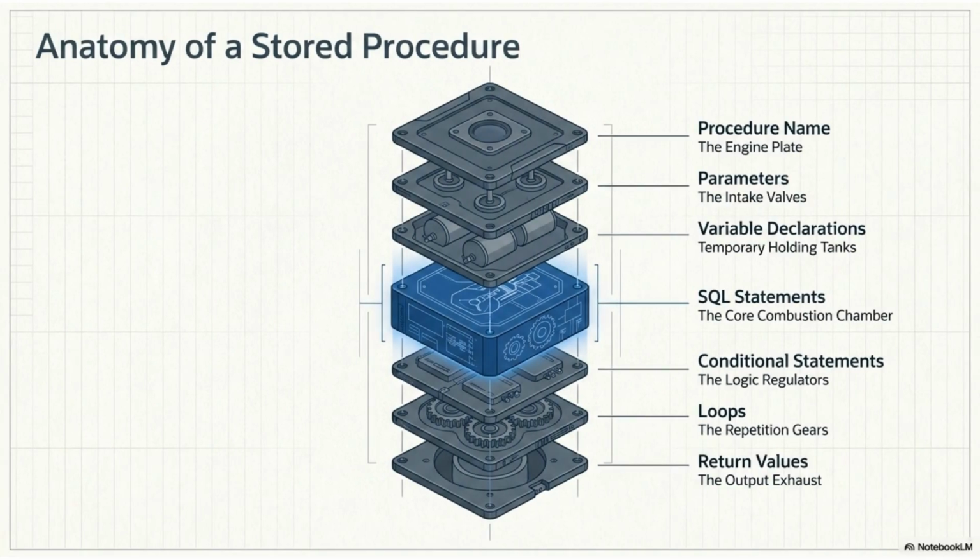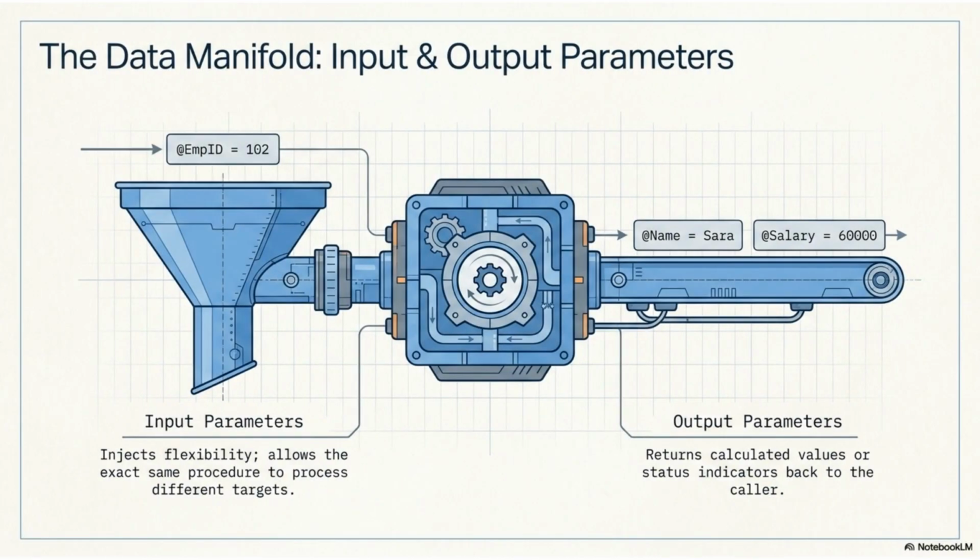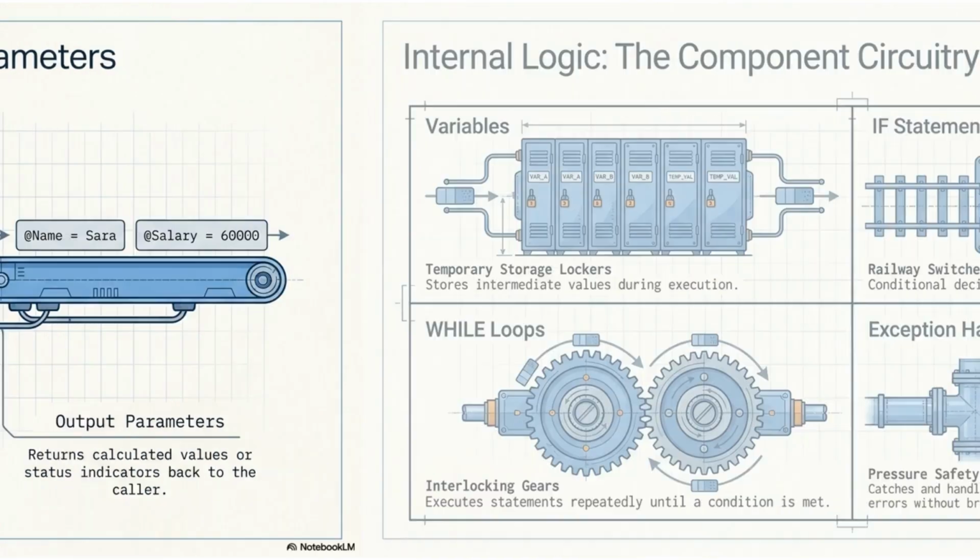When we look at the anatomy of a stored procedure, we see a structured system comprising parameters, variables, core SQL statements, conditional logic, loops, and return values, all working in unison. The data manifold uses input parameters to inject flexibility into your procedures, allowing the same logic to process different targets, while output parameters efficiently return results back to the caller.